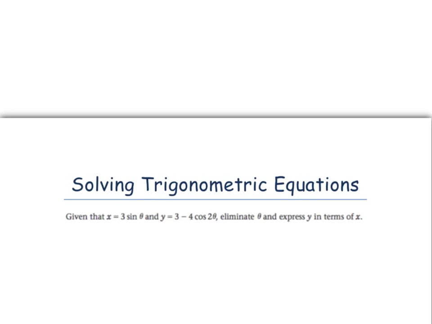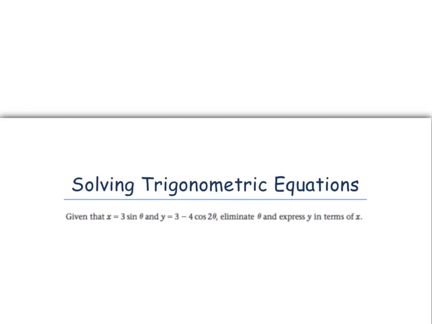So, here we're given that x is equal to 3 sine theta and y is equal to 3 minus 4 cos 2 theta. And we're told to eliminate theta and express y in terms of x. So we're asked to eliminate the theta from both equations and to have y in terms of x. Now what this tells me is that we want y in terms of x. So that probably means we're going to need to rearrange this initial equation to make sine theta the subject. And in some way we're going to substitute that into our other equation to eliminate thetas.